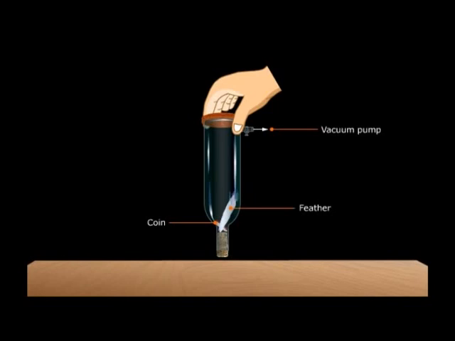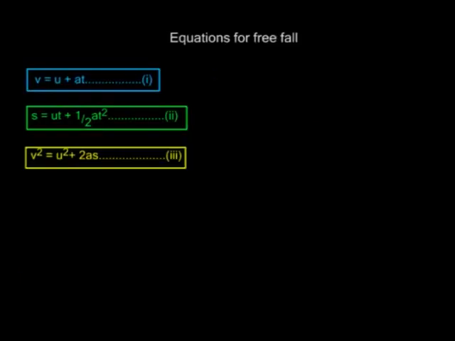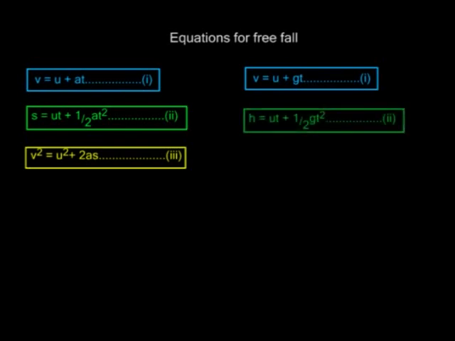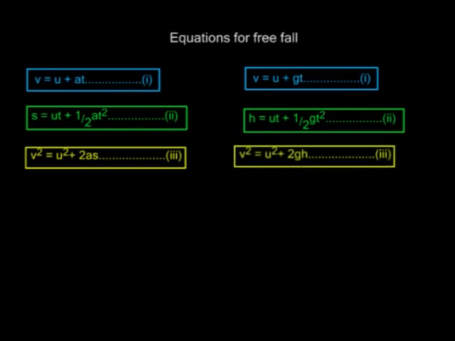It should be noted that the three equations of linear motion of a body under constant acceleration can be applied in free fall because the acceleration is also constant. Thus, the three equations become v is equal to u plus gt, h, height, is equal to ut plus a half gt squared, and v squared is equal to u squared plus 2gh.